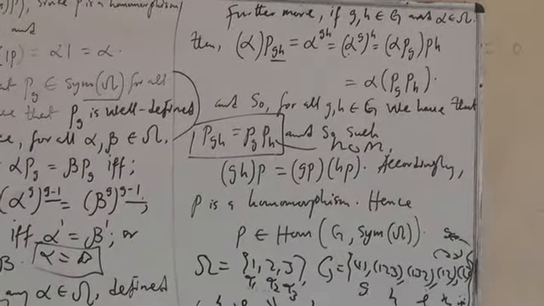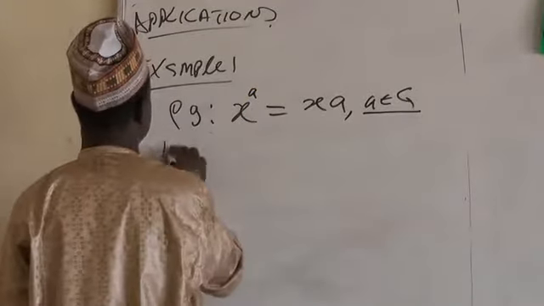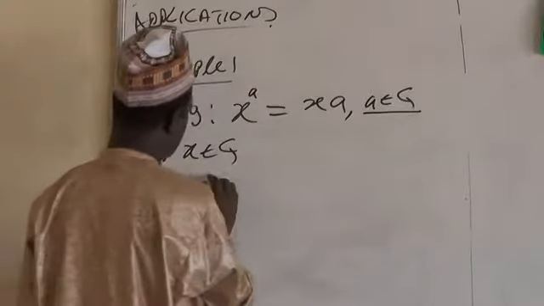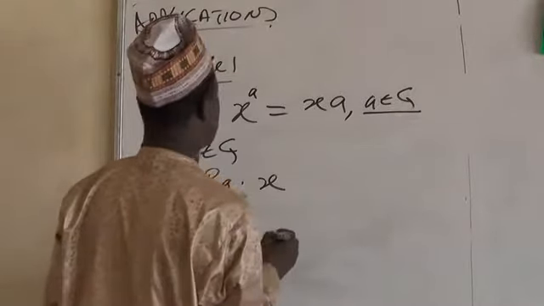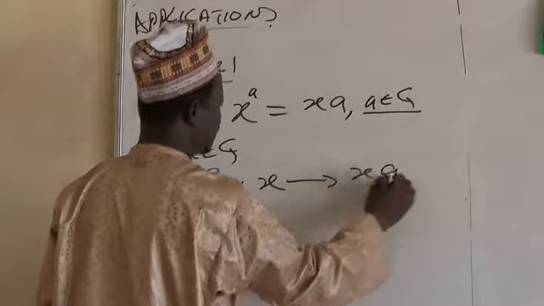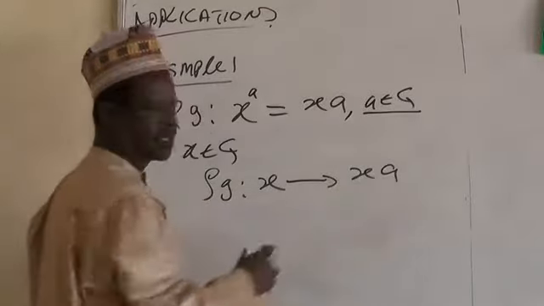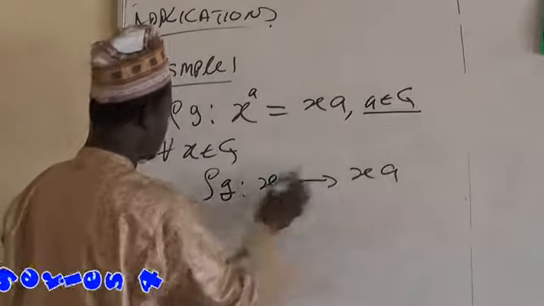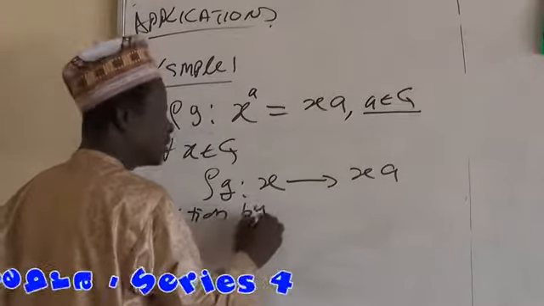So the next is a lengthy journey. You fix an a in G and say that for any s in G, rho g will take s to s a, that is, for any x you pick, it will now act on it. When a is fixed, this is called action by right multiplication.